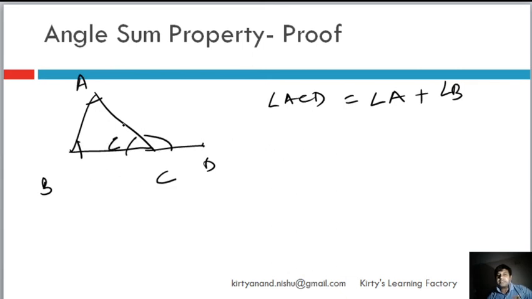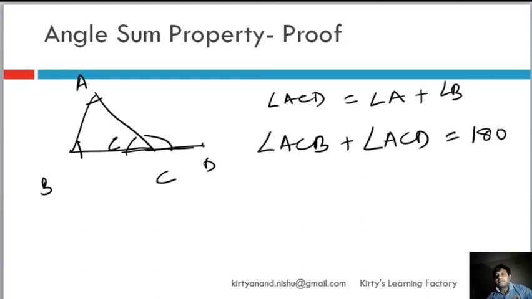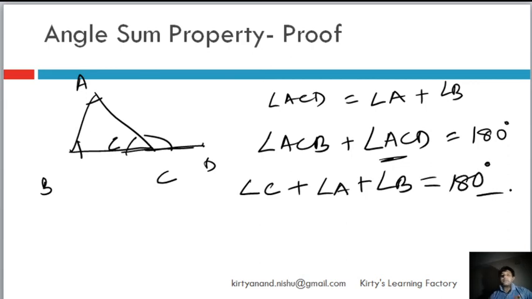Now angle ACB plus angle ACD, and see how easy it is. ACB plus ACD, basically it is a straight line, a linear pair, right? It will be 180 degrees. But I know that angle ACB I can write as angle C, and ACD is nothing but angle A plus angle B. We have proven it already. So what do we get? Now it is a proper mathematical proof that the three internal angles of a triangle equal 180 degrees.